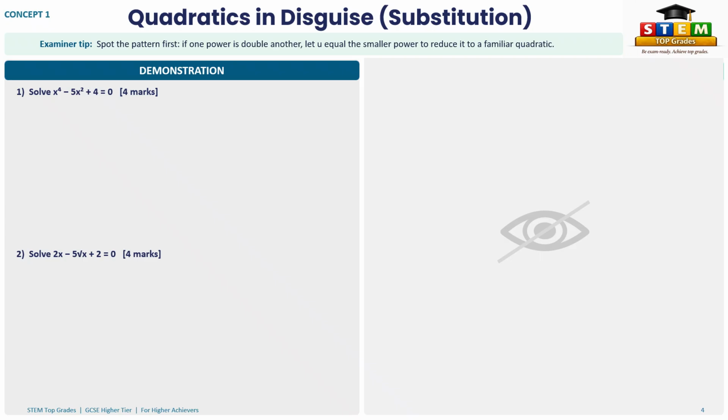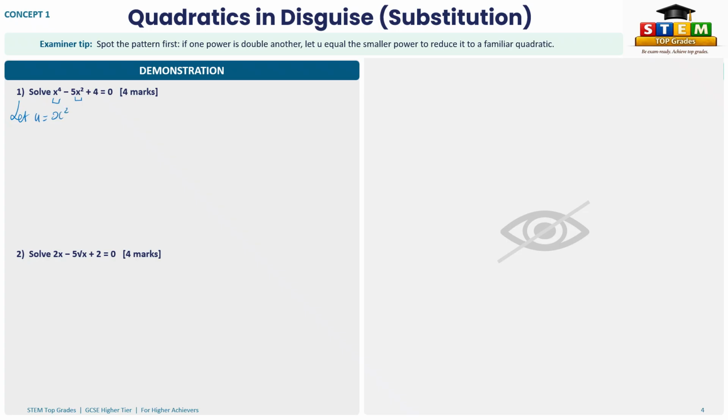So we've got two problems here. Let's get started with the first one, where you've got x to the power of 4, and then the other one has got x to the power of 2. So you can see that we can halve these powers. In that case, we're going to say, let u be equal to x squared.